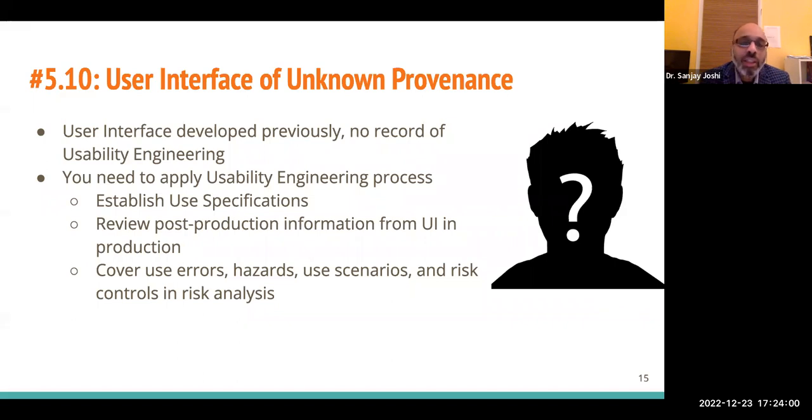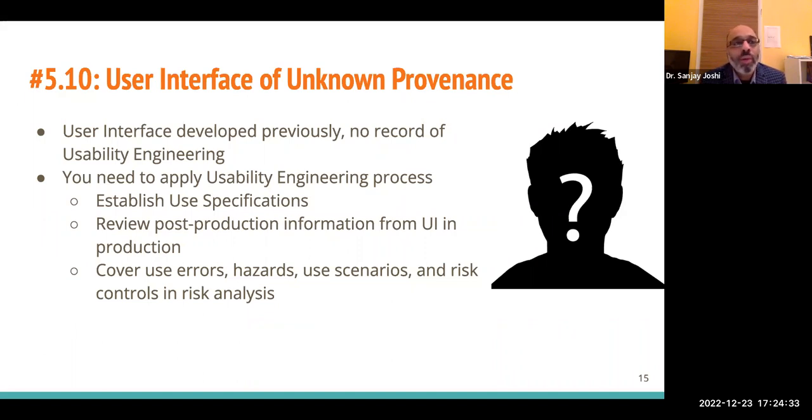And this particular section talks about if somebody else has developed a user interface and the organization or the group of people who did it, they don't have any record of usability engineering. Now you need to basically cover the usability engineering process, because ultimately you are the manufacturer, which means you need to establish the use specifications. Now this is slightly different, because if the product or the user interface is already in production, it's already in the field, people are using it already, there will be post-production information, and you need to review that.